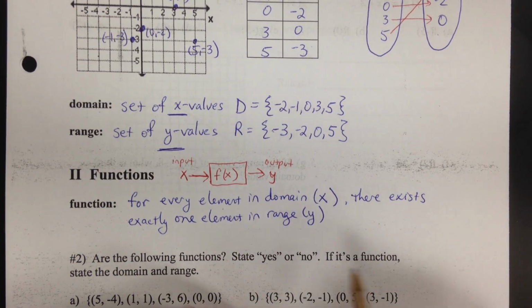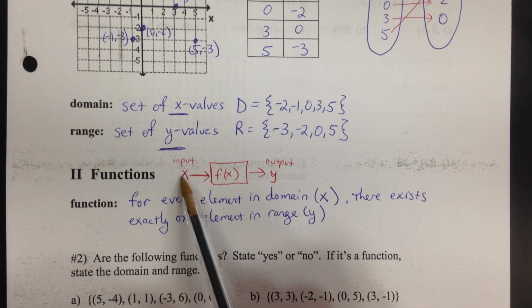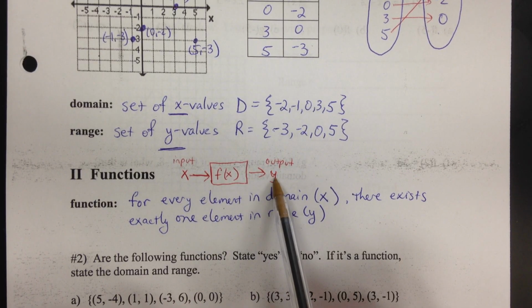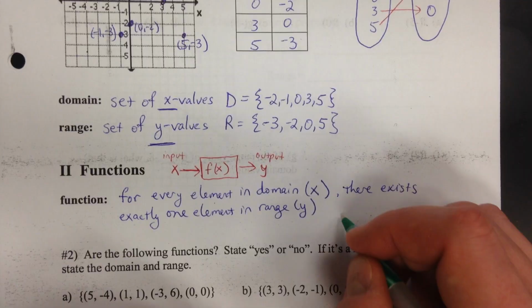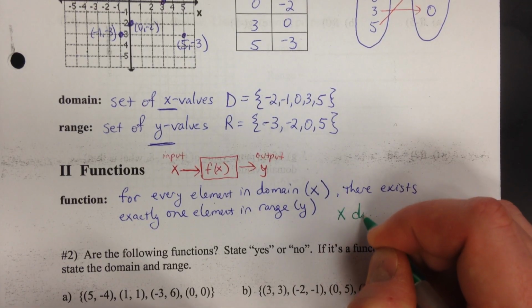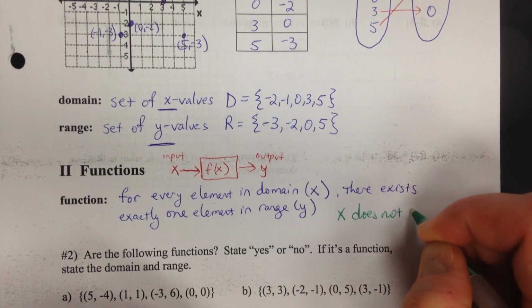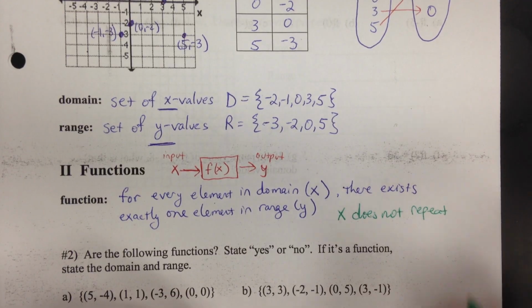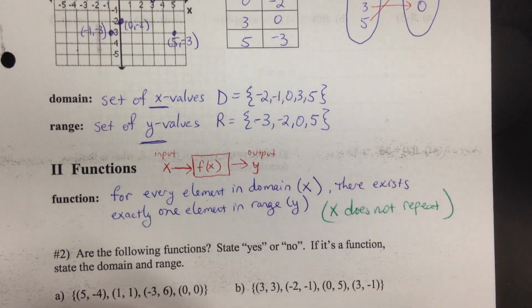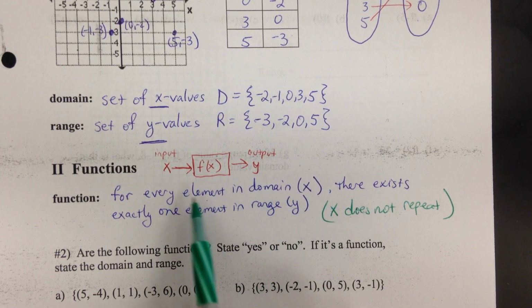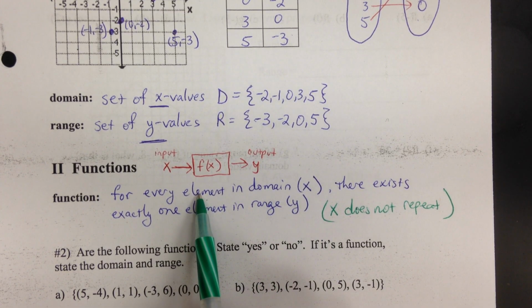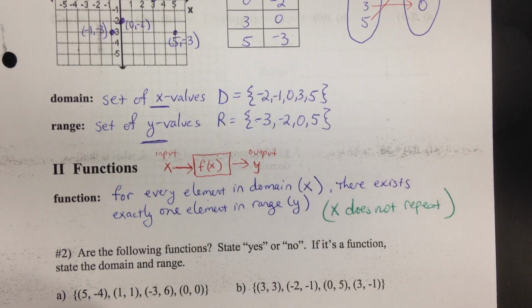And by definition for a function, for every x value, you can only get one y value. So what happens here, the way that you may have been taught this, x does not repeat. In a function, x cannot repeat itself. That's basically what this whole thing says. X does not repeat. For every x, there is only one y value.